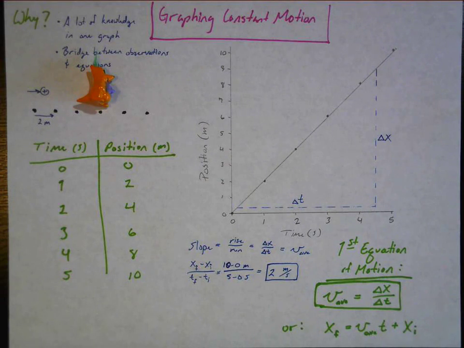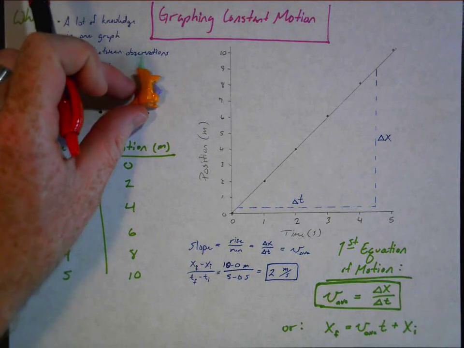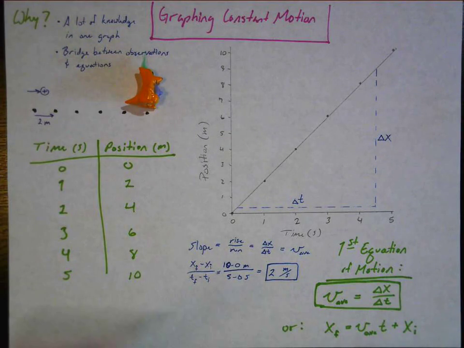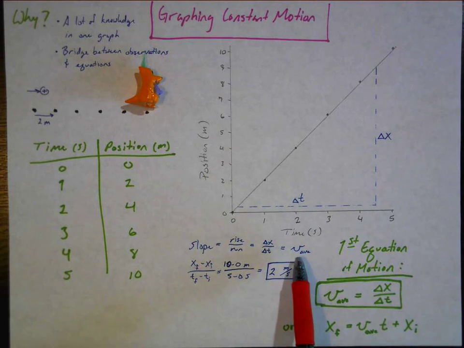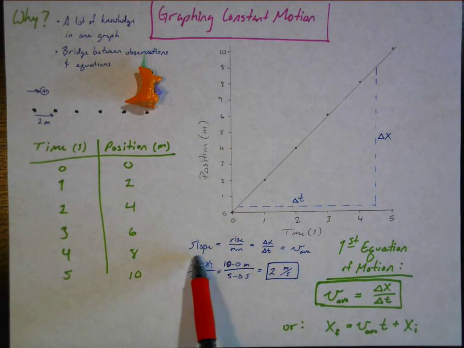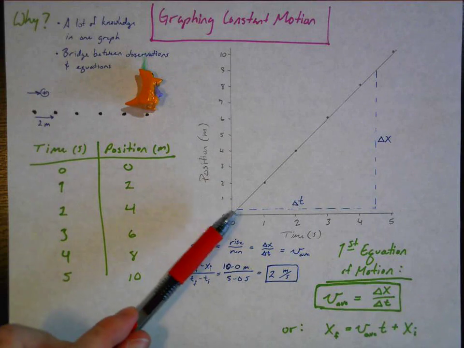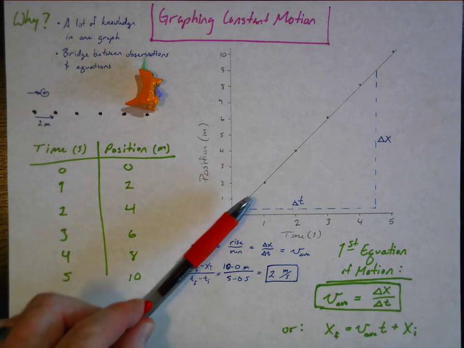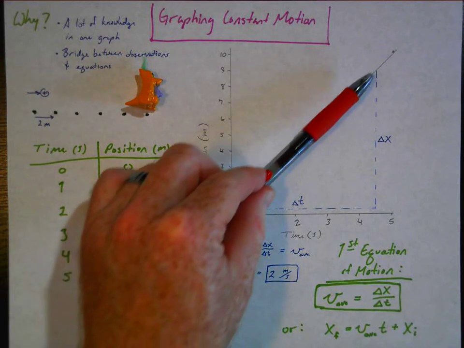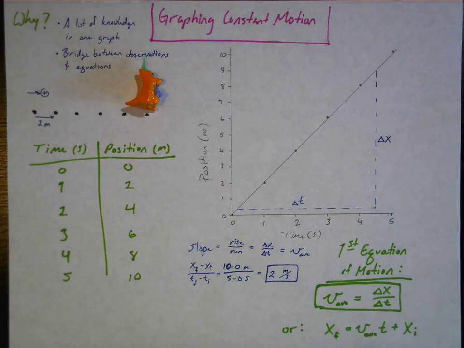That's all. So this is what we have to deal with when we are graphing constant motion. When the motion is constant, that means the average velocity is constant. And since average velocity is the slope of the graph, the slope should be constant. The slope must be the same slope all the way up the graph. That is so important. Yes, we'll deal with the mathematics. Yes, you'll have to do some calculations.